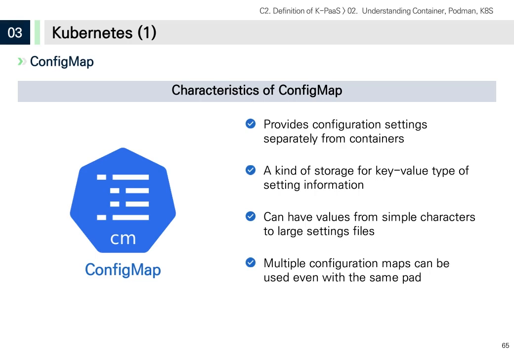Next, Kubernetes utilizes resources called config map and secret to pass configuration information about a container. First, let's understand config map. A config map is intended to provide the configuration information needed by a container in isolation from the container, and acts as a repository for storing configuration information in a sort of key-value format. It can have anything from simple characters to large configuration files as values. And the same pod can use multiple config maps.